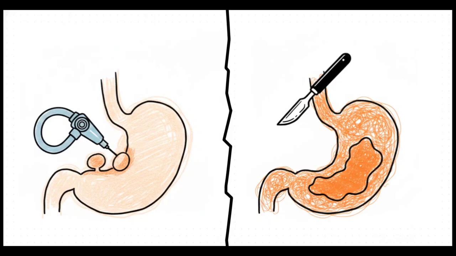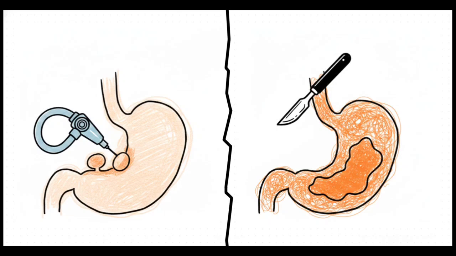Depending on those exact factors we just talked about, management essentially splits into two main pathways. For your very early, low-risk lesions, meaning they're highly superficial, small, and have favorable histology, the patient might actually be suitable for an endoscopic resection. Specifically, an endoscopic submucosal dissection, or ESD, is frequently used here. It's minimally invasive, and best of all, it spares the stomach.